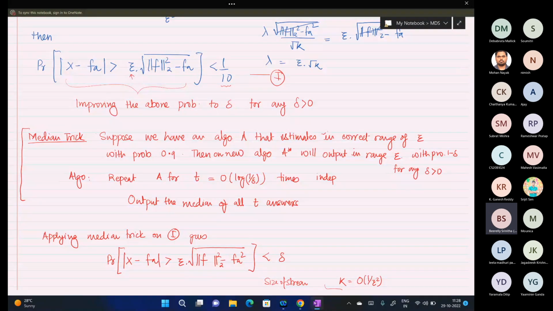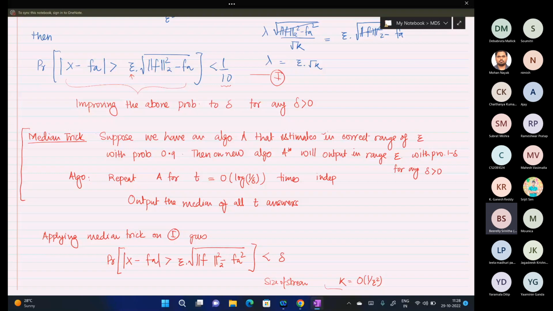To boost this, we just repeat the same thing again, log 1 upon delta times. So basically repeat t times, where t is order log 1 upon delta. We'll get t estimators, and we'll take the median of those estimators. Then basically we get this guarantee.